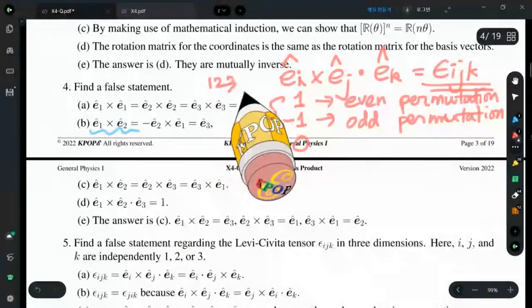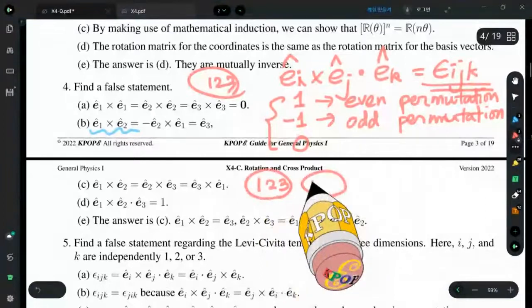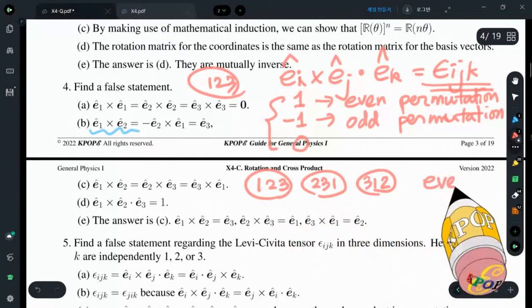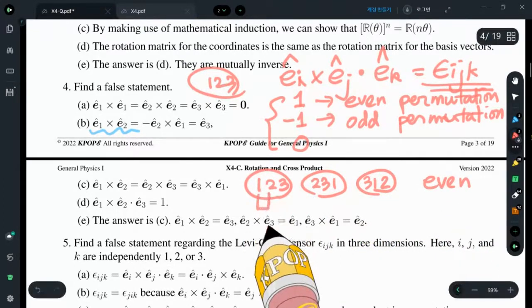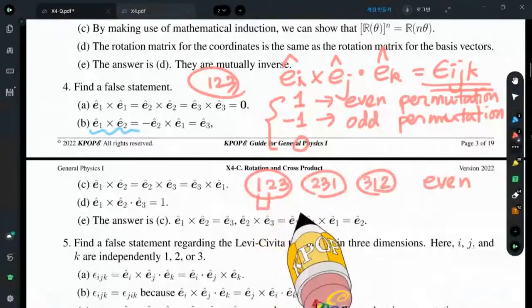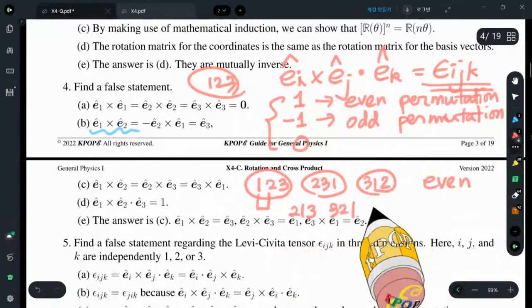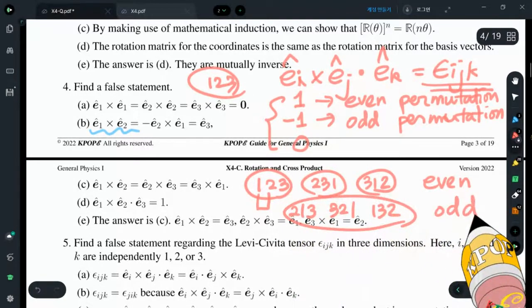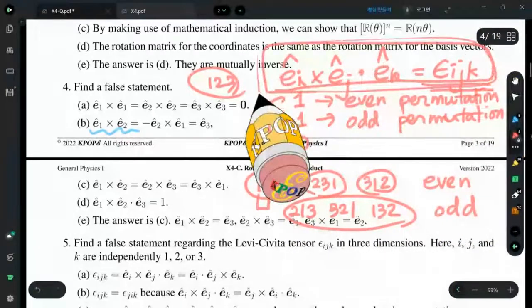Of 1, 2, 3. So I mean 1, 2, 3, 2, 3, 1, 3, 1, 2. They are even permutations. An odd permutation is an exchange of any two of the elements: 2, 1, 3, 3, 2, 1, 1, 3, 2. They are odd. So it is a very important building block of computing volume.